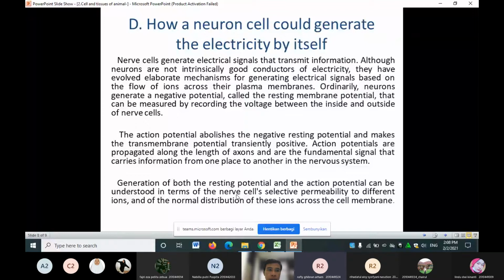The action potential abolishes the negative resting potential and makes the transmembrane potential transiently positive. Action potentials are propagated along the length of the axon and are the fundamental signal that carries information from one place to another in the nervous system. Generation of both the resting potential and the action potential can be understood in terms of the nerve cell's selective permeability to different ions and of the normal distribution of these ions across the cell membrane.